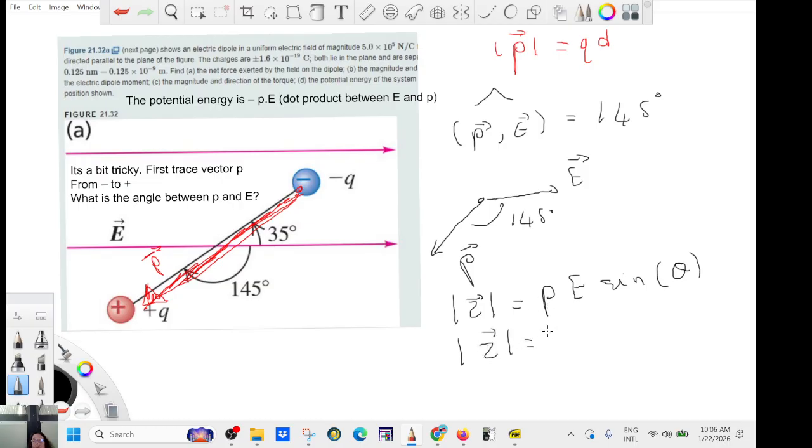P is Q times the distance, times E, and the angle will be 145. So, okay, now you can do the computation.